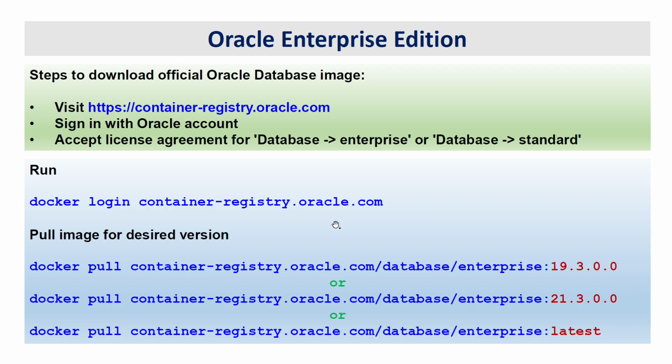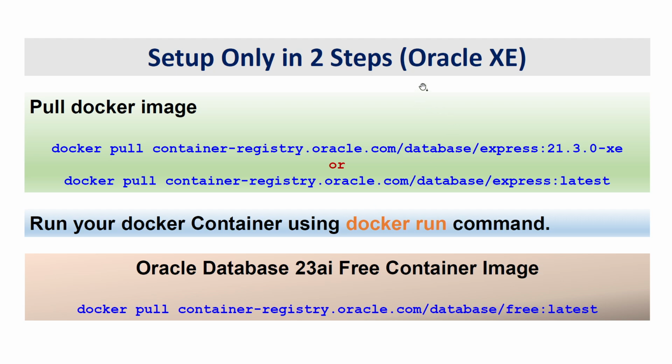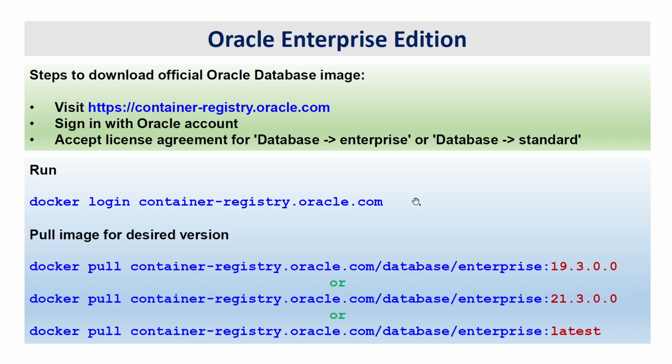Now, here we explain Oracle XE or the Oracle free container image. If you want to use the Oracle Enterprise Edition, that is also possible. However, there are some additional steps that you will have to perform. You will have to go to the official link. This is the official link of the Oracle Docker containers. You will have to sign in with your Oracle account and you will have to accept the license agreement for either enterprise or standard based on which license you are using.